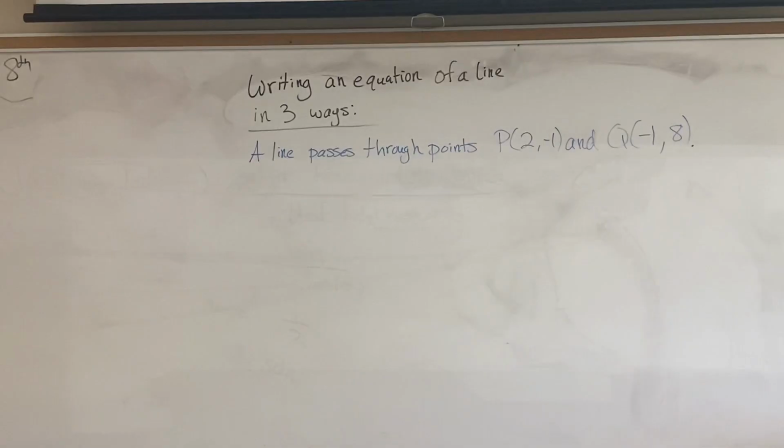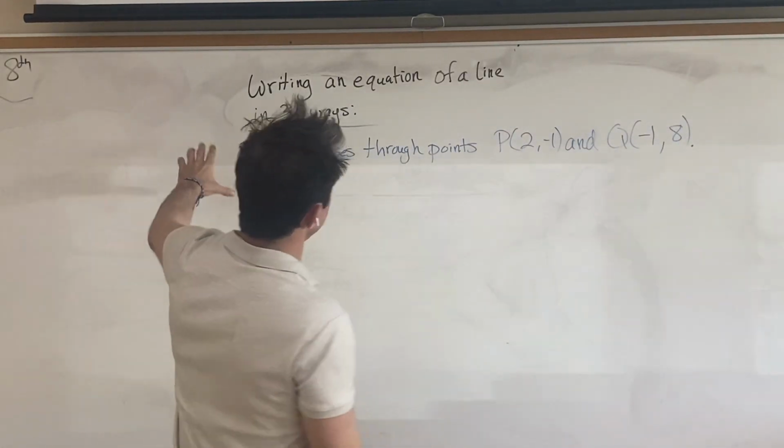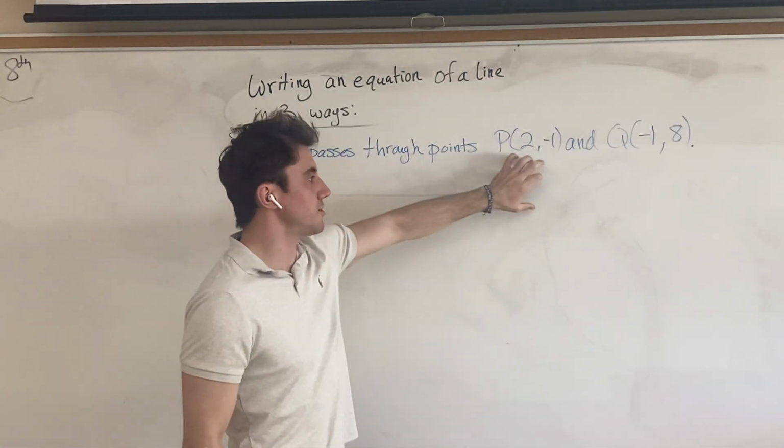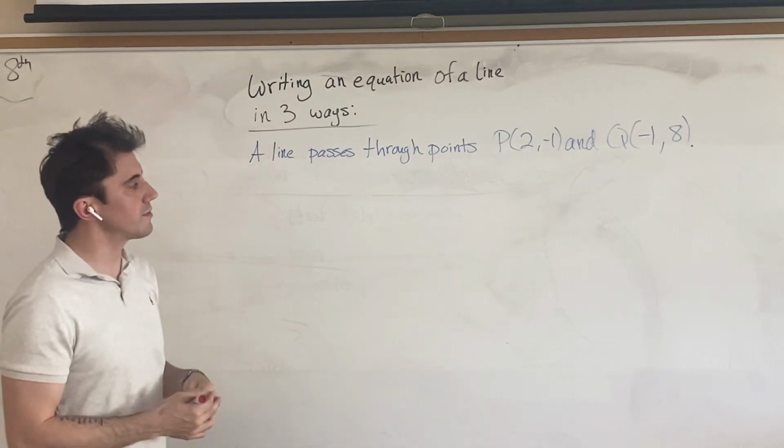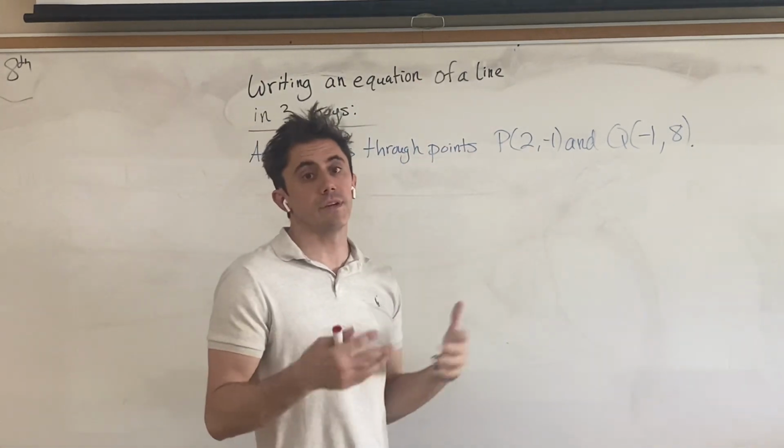Good afternoon, everyone. Today we're going to write the equation of a line in three different ways, namely the line that passes through the points P at (2, -1), and also point Q at (-1, 8). So first things first, whenever we see 2 points on a given line, we know we can find the slope.